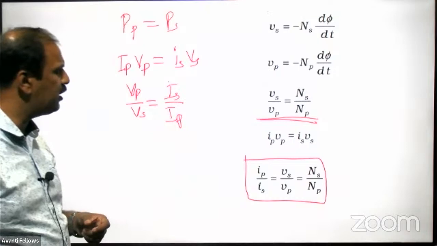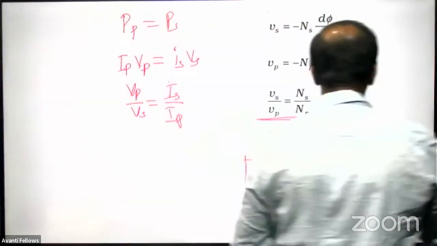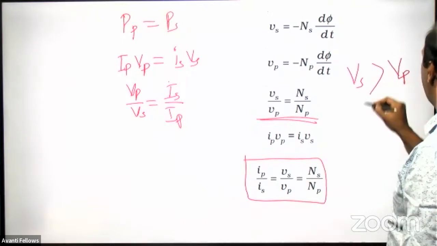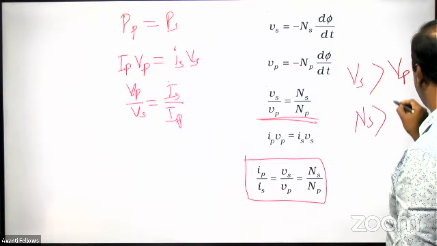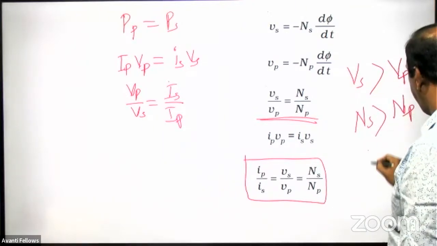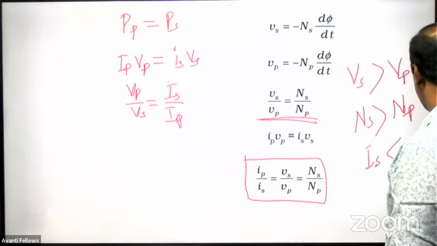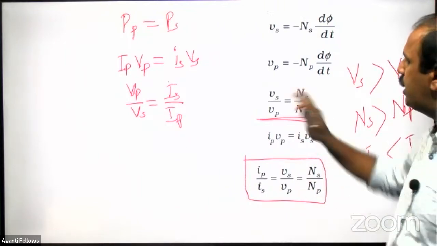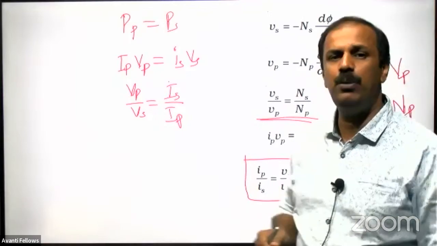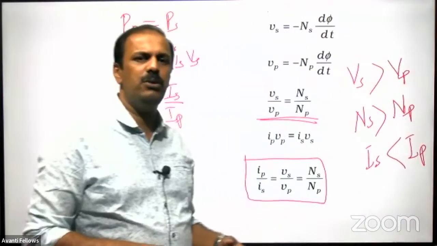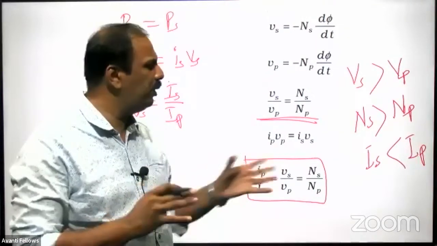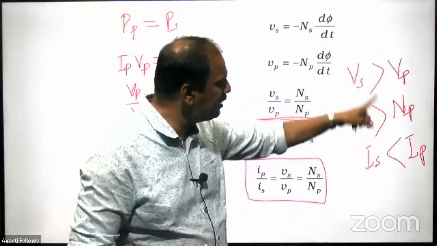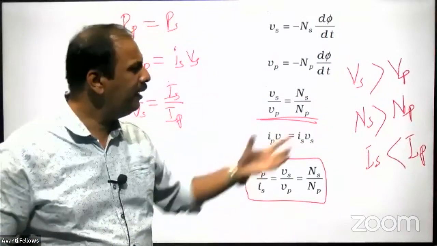So first, in the case of a step-up transformer, the voltage in the secondary will be greater than the voltage in the primary. Similarly, the number of turns in the secondary will be greater than the number of turns in the primary. And the current in the secondary will be smaller than the current in the primary. So the current into voltage, that product, that's power, will be the same on both sides in the case of an ideal transformer where the efficiency is 100%. If the efficiency is not 100%, then the change will be according to that. That we will discuss later. Okay, that's about the transformer.